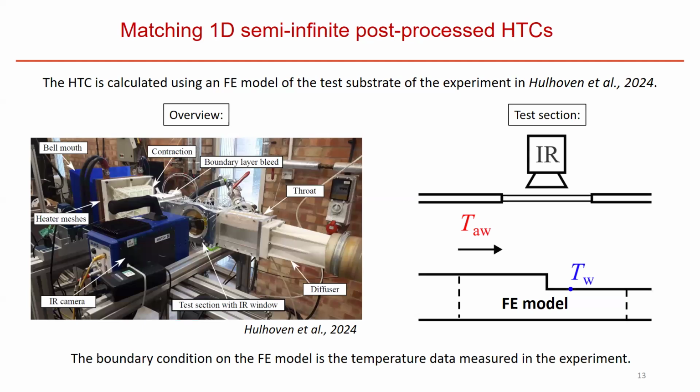So if we get back to the experiment of the backward-facing step, what we have done is make an FE model from the bit of the polycarbonate test plate that the camera can see. On the top, we put the experimental temperature data as a Dirichlet boundary condition, which is also a function of time. On the bottom, we just say temperature is equal to the initial temperature of the experiment. And we put adiabatic side boundary conditions, which is usually a pretty good approximation.